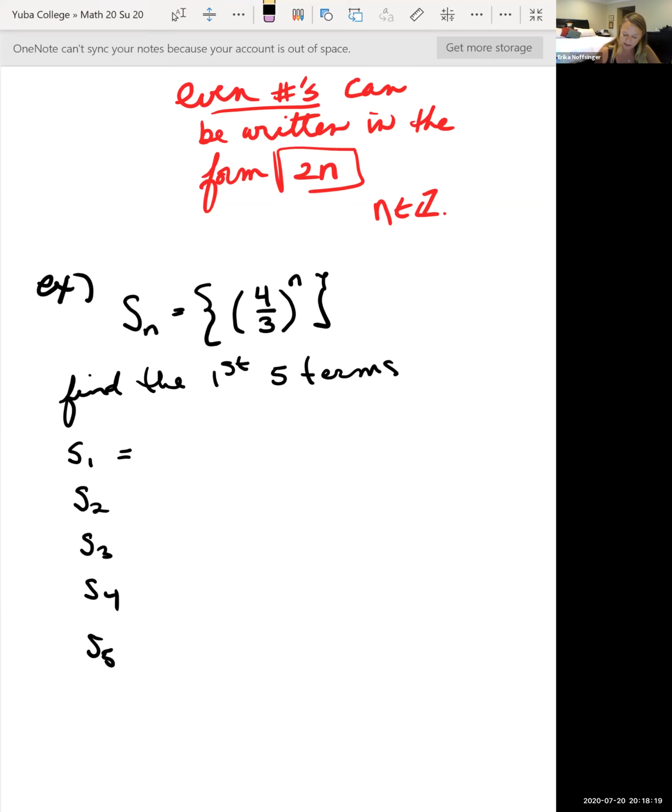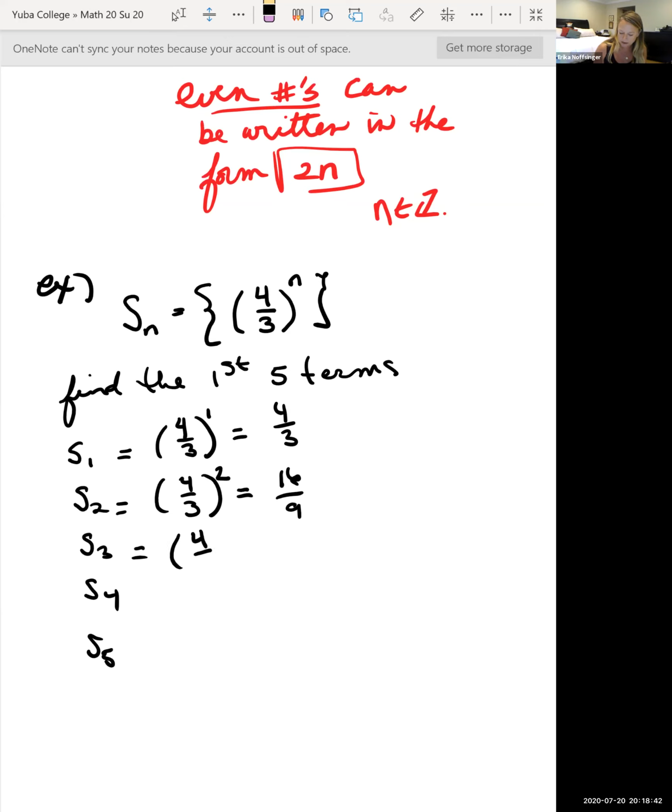So S of 1, this is just 4/3. Plug in 1 wherever you see an n to the first power, which is just 4/3. S of 2, we have 4/3. You see an n as the power, plug in the 2. So we get 4/3 squared, which is 16 over 9. S of 3, so this is 4/3 quantity cubed. Well, 4 cubed is 64, all over 3 cubed is 27.